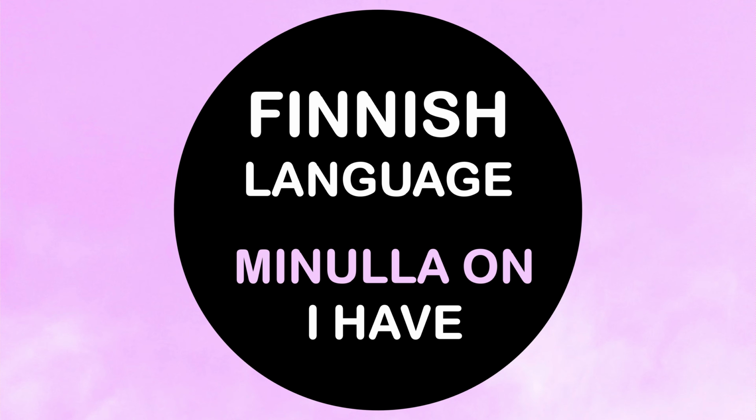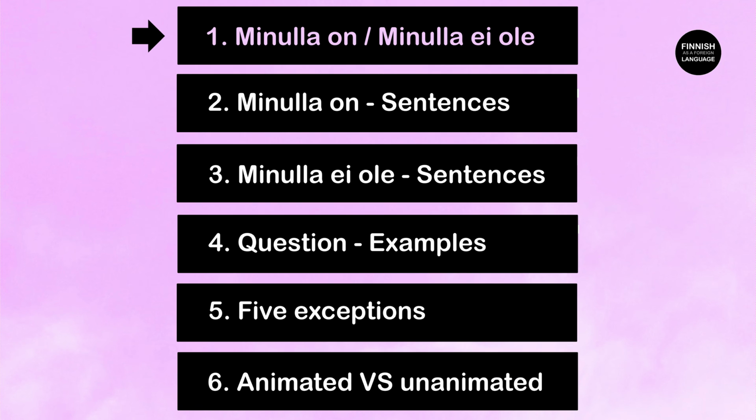So in today's video we are going to learn how to say I have and I don't have in Finnish. We are going to start our first chapter with the basic forms, for example I have, you have and how to negate it. Then in the second and third chapter we are also going to learn how to form some Minulla on and Minulla ei ole sentences.